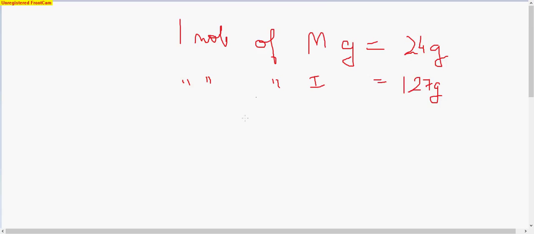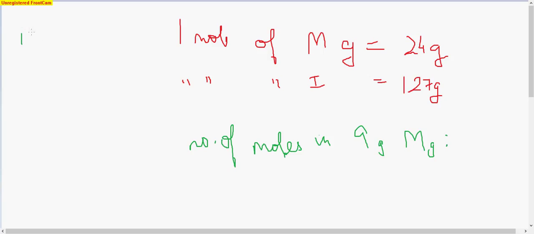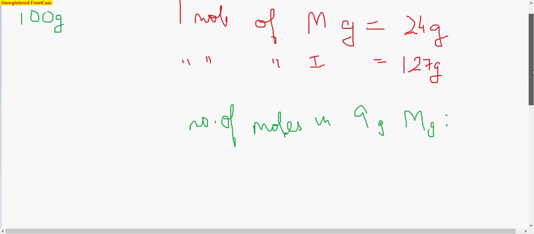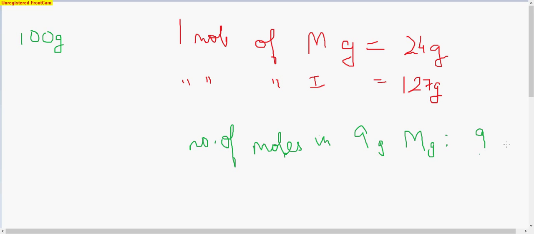The number of moles in 9 grams of magnesium, right? Like the previous problem, I'm not explaining it once more. Like the previous one, we assume that it is 100 grams of total, so we have 9 grams of magnesium. Number of moles in 9 grams of magnesium will be 9 divided by 24.